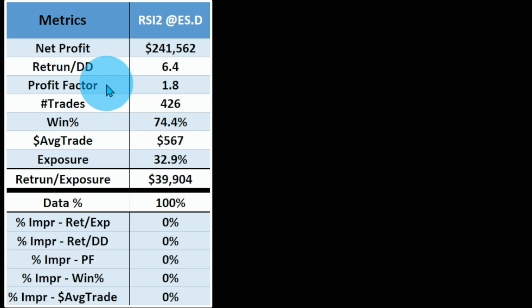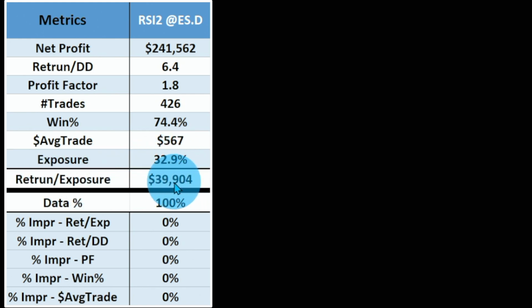So these are the statistics for the RSI2 strategy on the S&P 500 using the futures daily session with historical data of about 18.5 years. So focusing on these metrics, our net profit is 241,000, return to drawdown 6.4, profit factor, number of trades, win rate, average trade, and exposure. Exposure measures the time that we are spending in the market. And here I have this important ratio, return to exposure.